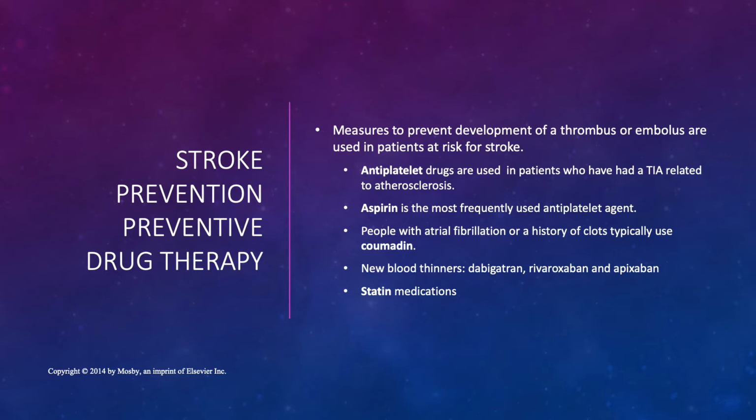People with atrial fibrillation are at high risk for clots, so we'll anticoagulate them with Coumadin. Of course, controlling atrial fibrillation, if at all possible, is how they do it. But people with chronic AFib are on Coumadin or some other kind of blood thinner. There are new blood thinners available. Coumadin is easily reversed with vitamin K. Some of these new blood thinners are not easily reversed with vitamin K. So, risks and benefits have to be weighed. Statin medications are also used to prevent stroke because they prevent plaque buildup.